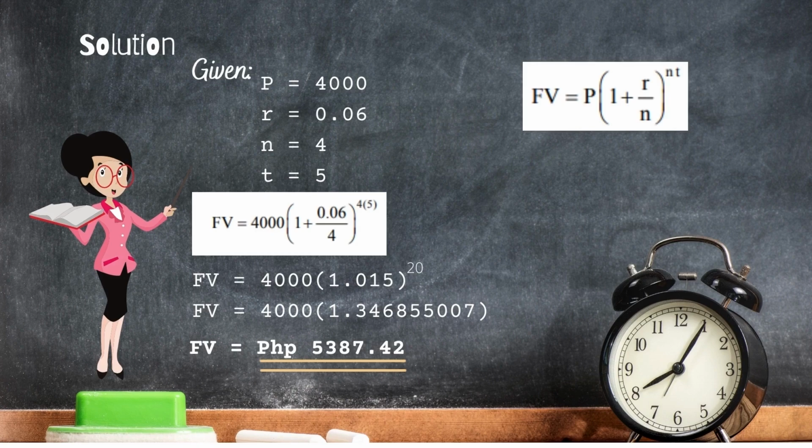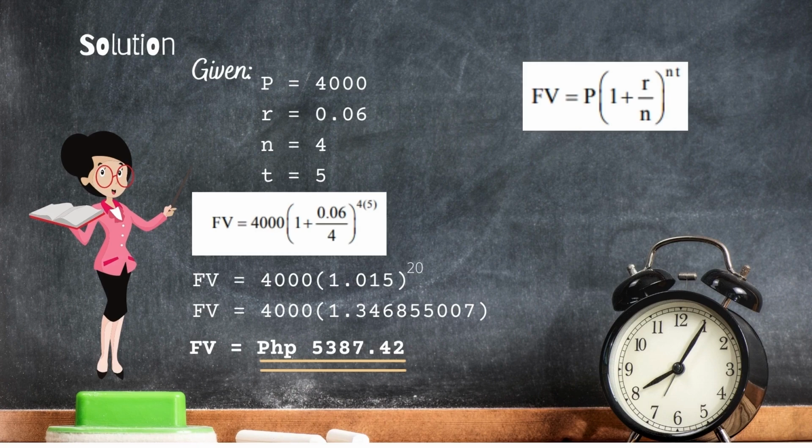And then 4,000 times, you have to get 1.015 raised to the power of 20, which will give you 1.346855007. So the final future value will be 5,387.42.